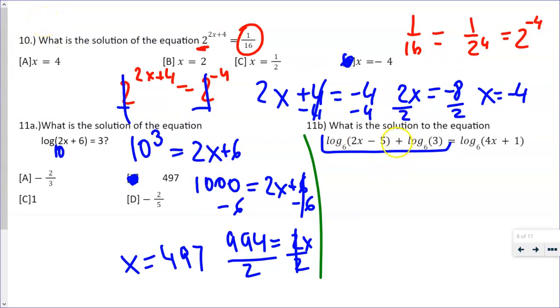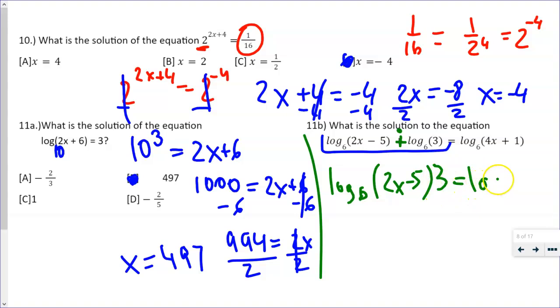I'm going to combine, since there is a plus sign, that means the insides are going to be multiplied. So I have one log of 6, okay? And on the inside, I'm going to multiply 2x minus 5 times 3, okay? Now the whole thing equals log of 4x plus 1.